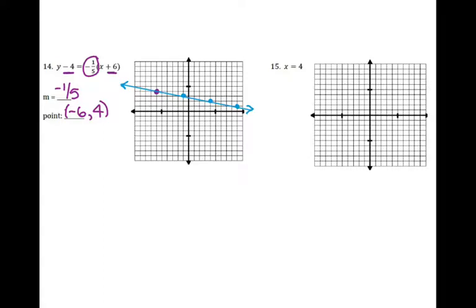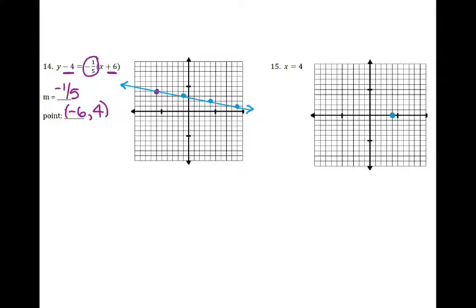Okay. All right, number 15. What the heck is 15? Okay, so 15 is just x and a number. So when I have x and a number, what I'm going to do first is start by going to that number on my x-axis, since it says x equals 4. So on my x-axis, I'm going to go to 4, and I'm going to plot a point.